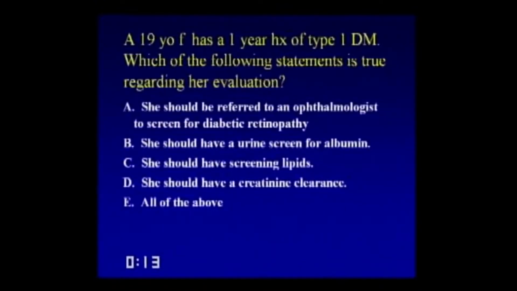A, she should be referred to an ophthalmologist to screen for diabetic retinopathy. B, she should have a urine screen for albumin. C, she should have screening lipids. D, she should have a creatinine clearance. E, she should have all of the above. These are general ADA guidelines and other guidelines that have been put out. What is your answer, please?